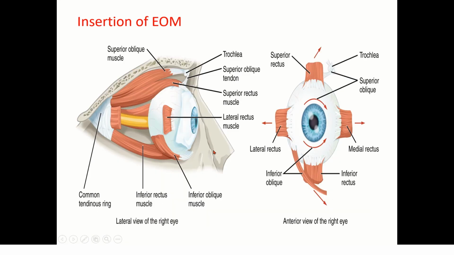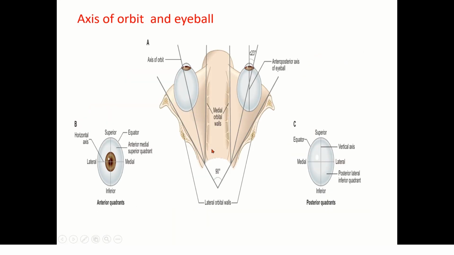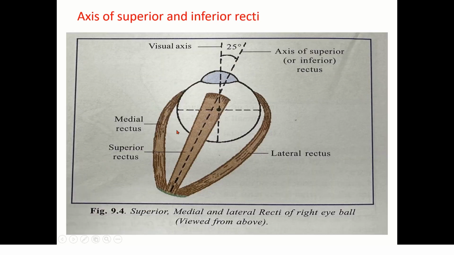So now we know the origin, insertion, nerve supply, and let us see the actions. Before seeing the actions, we should understand. You can see here, this is the antero-posterior axis of the eyeball, otherwise called the visual axis, and here you can see this is the orbital axis. So both are not in the same line. So there is an angle of 20 to 25 degrees between the orbital axis and the visual axis of the eyeball.